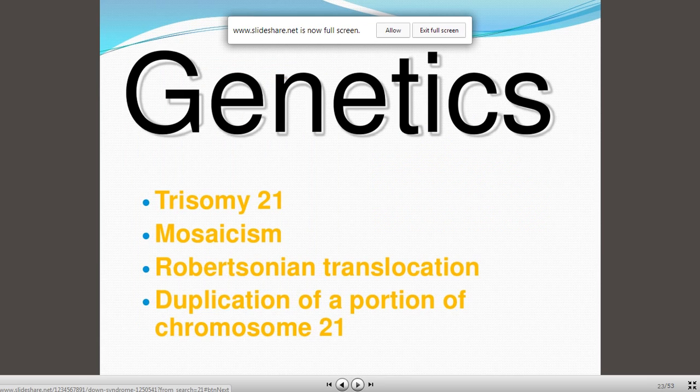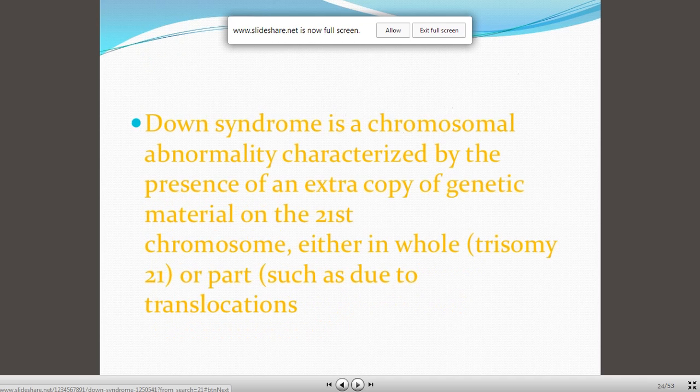Genetics: trisomy 21, Robertsonian translocation, duplication of a portion of chromosome 21. Down syndrome is a chromosomal abnormality characterized by the presence of an extra copy of genetic material on the 21st chromosome, either in whole, trisomy 21, or in part, such as due to translocations.